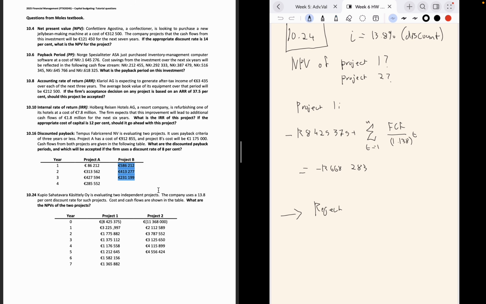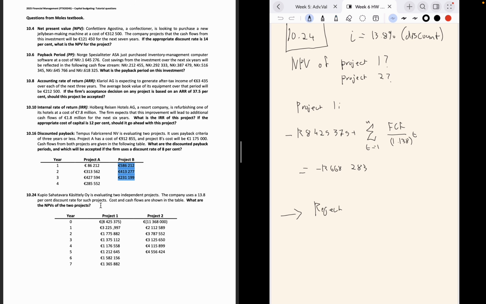So the last question: the company uses a 13.8% discount rate for its projects. Kupio Sahatavara Keseteli Oi. I don't know why we as South African students are reading such names, but anyway, it is evaluating 2 independent projects. The company uses that discount rate. Cost and cash flows are shown in the table. What are the net present values of the 2 projects? This one is pretty chill.